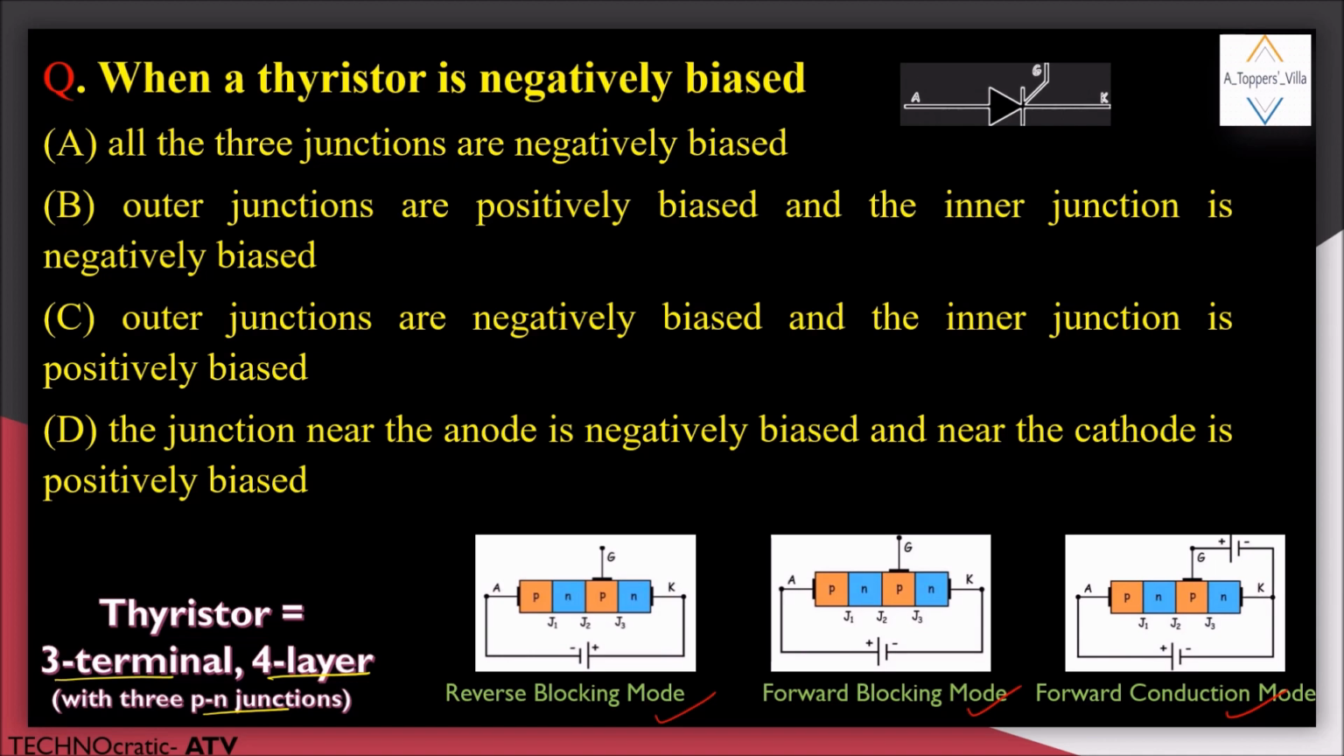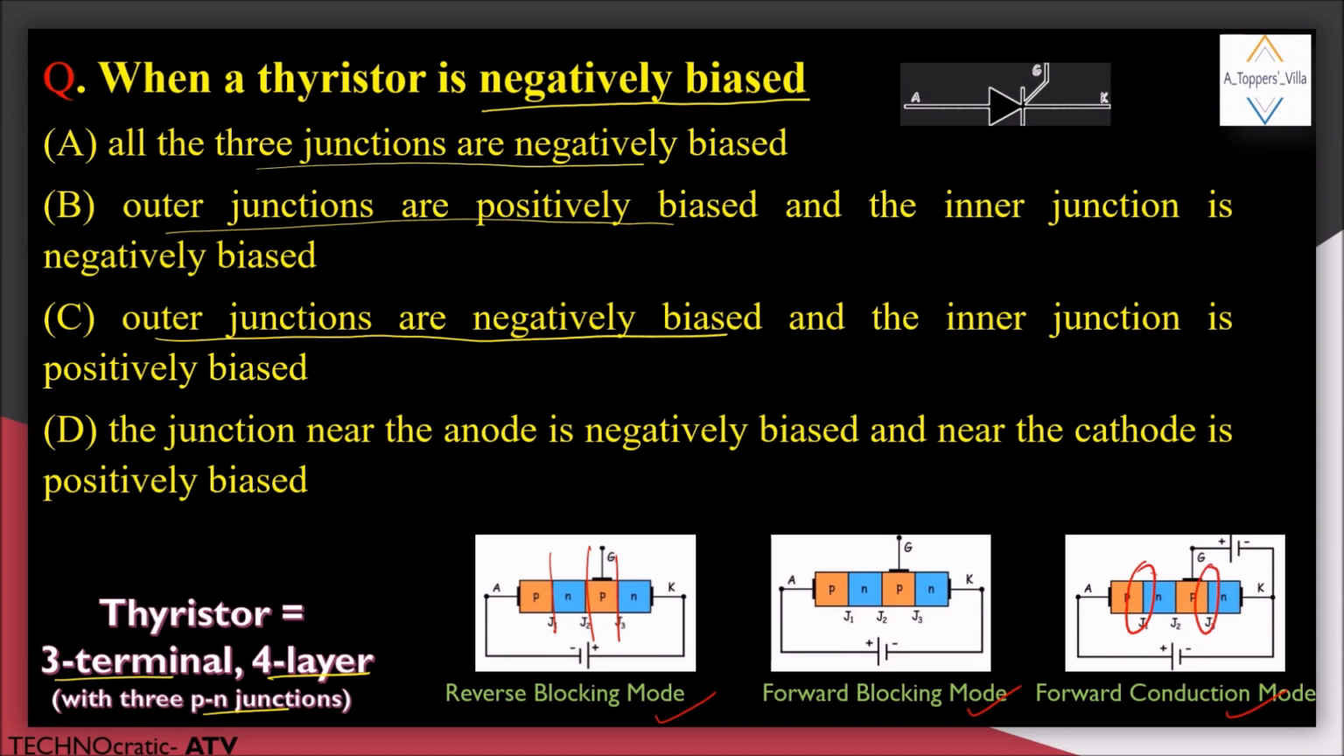Now in this question, it is asked when a thyristor is negatively biased. When all the three junctions are negatively biased, then the thyristor will not be negatively biased. When the outer junctions are positively biased, then also the thyristor is not negatively biased. When the outer junctions are negatively biased and the inner junction is positively biased, then in that case the thyristor will be negatively biased. So here the correct option will be option C.